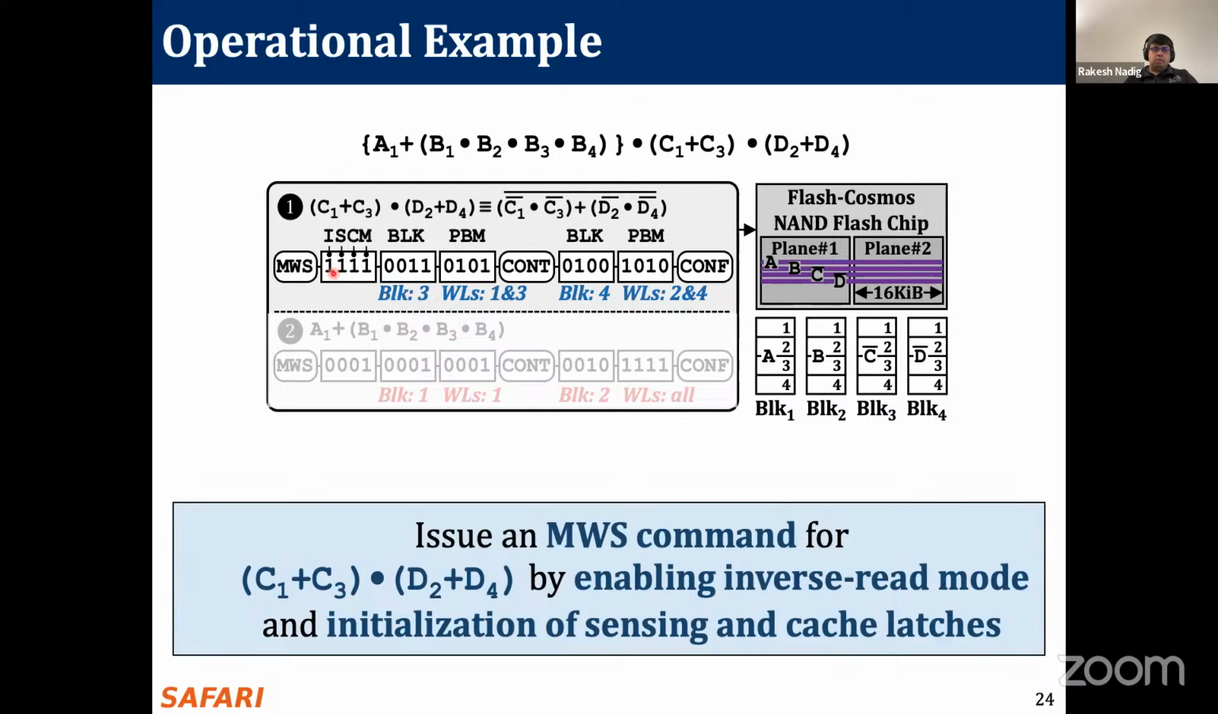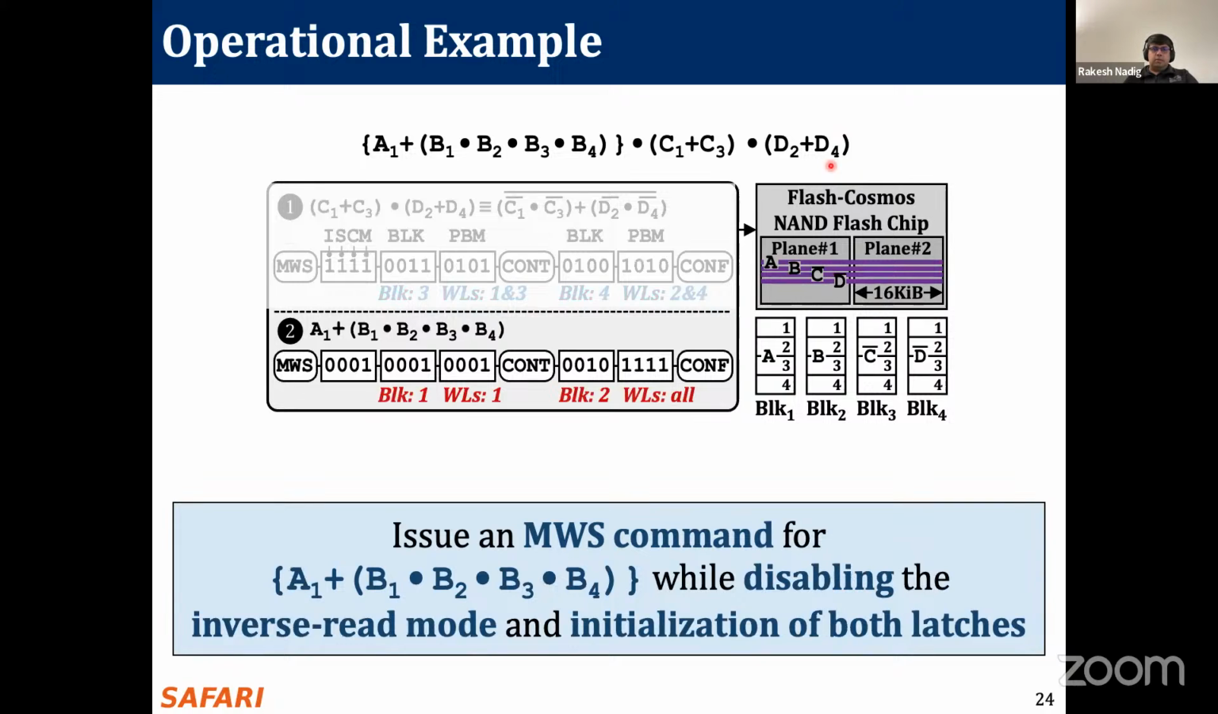Here we see that the first bit is for the inverse read operation, and then we also initialize the sensing and the cache latch because this is the first operation that is being performed, and also we move the data between the 2 latches. So by sending the different blocks for which we need to perform the bitwise OR, this also gives us the bitmap for the bitwise AND operation. We essentially perform the second half of the logic equation.